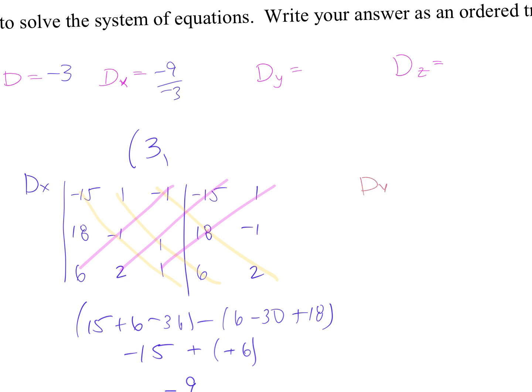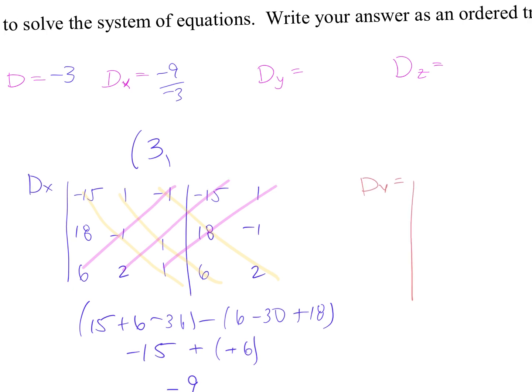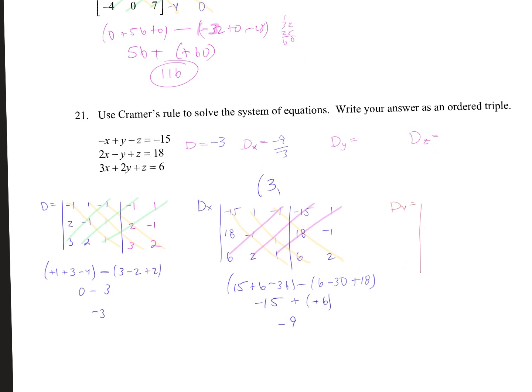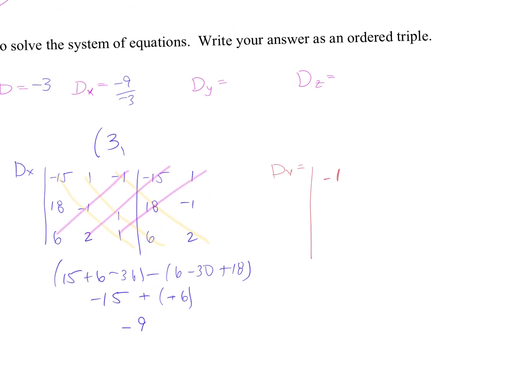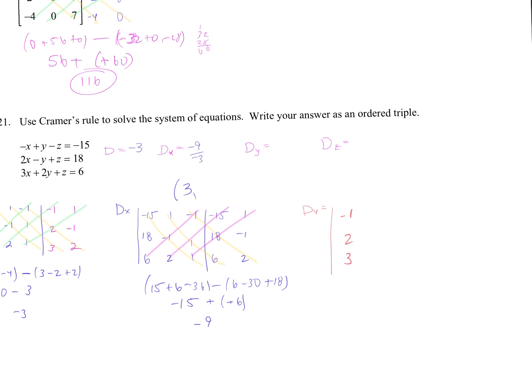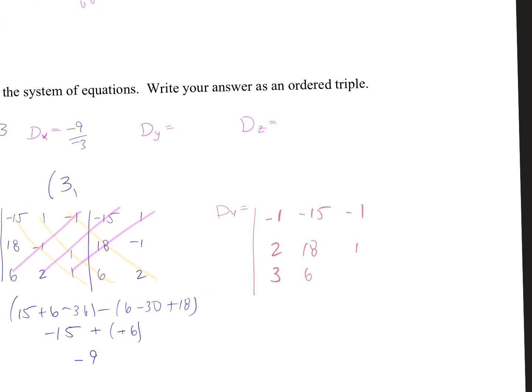I'm going to find d sub y. So instead of the y column, what do you plug in? The answers. So x is going to be negative 1, 2, 3. Then I have my answers, negative 15, 18, and 6. And then my z is going to be negative 1, 1, 1. Recopy, so negative 1, 2, 3, negative 15, 18, and 6. So here, here, and here.